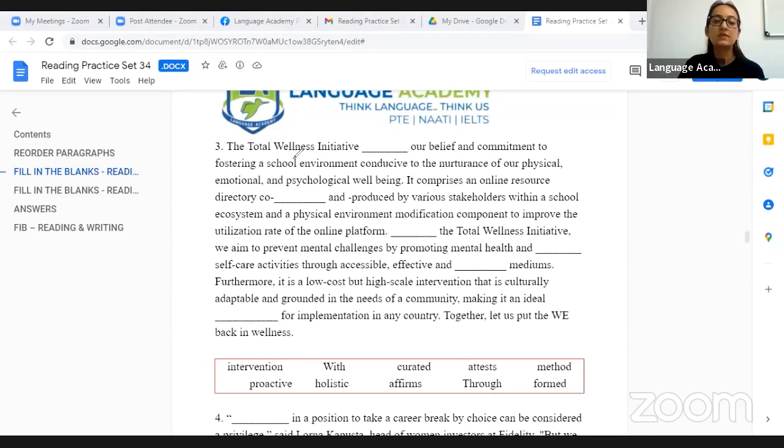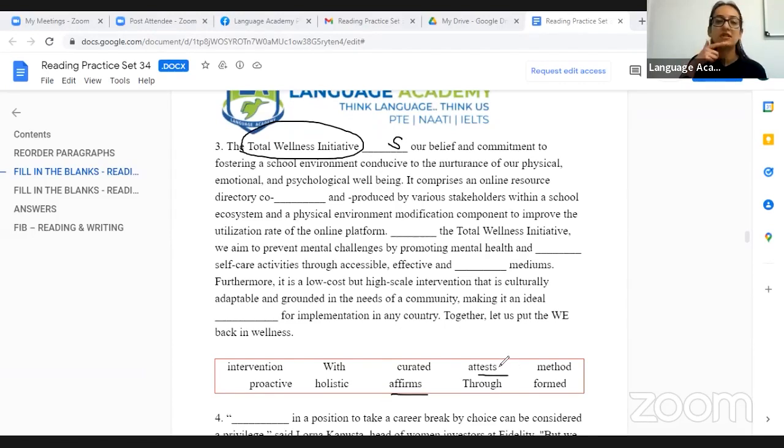So this says the total wellness initiative dash our belief and commitment to fostering a school environment conducive to the nurturance of our physical, emotional and psychological well-being. So this is one initiative. It's a singular noun. That means we need a verb with S here. And we had two verbs with S, affirms and attest.